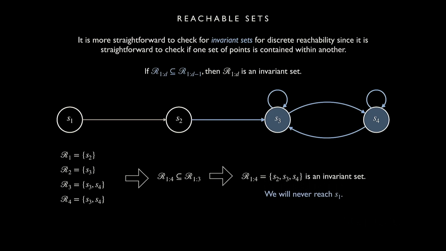And so one thing that might be cool about this is that now that we have an invariant set, we know we're never going to reach any other states other than S2, S3, S4. So that would tell us that we could never reach S1. So if for some reason we cared about whether or not we reach S1, now we could make these types of claims.